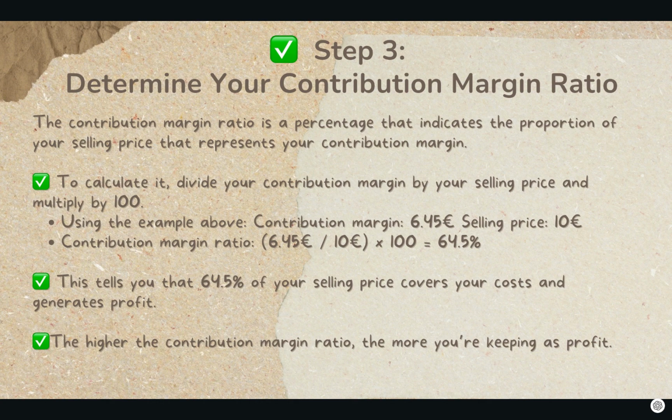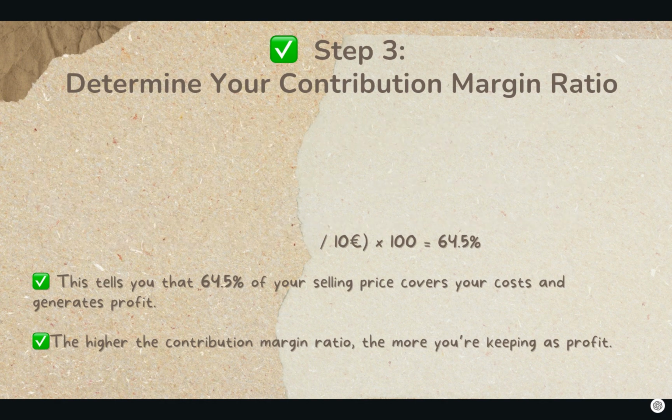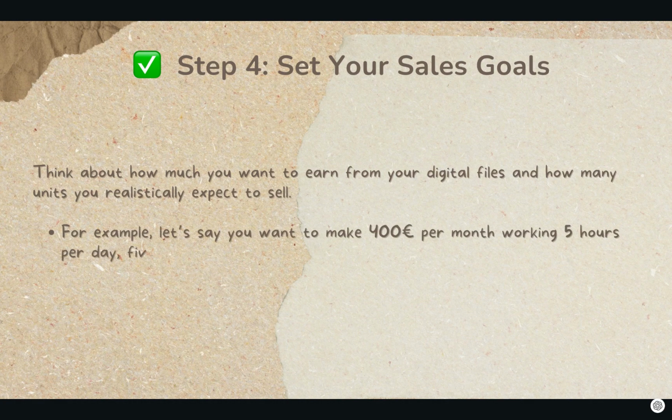We have 64.5%. And this tells you that 64.5% of your selling price covers your costs and generates profit. The higher your contribution margin ratio, the more you're keeping as profit.